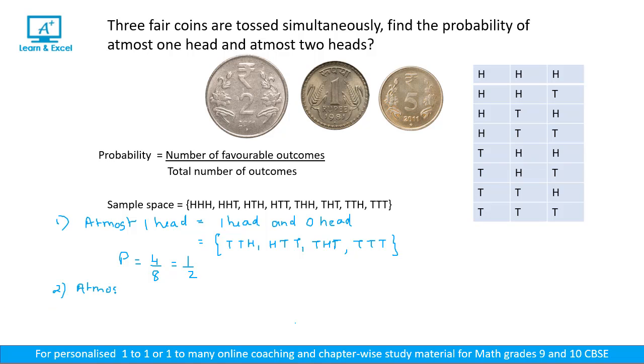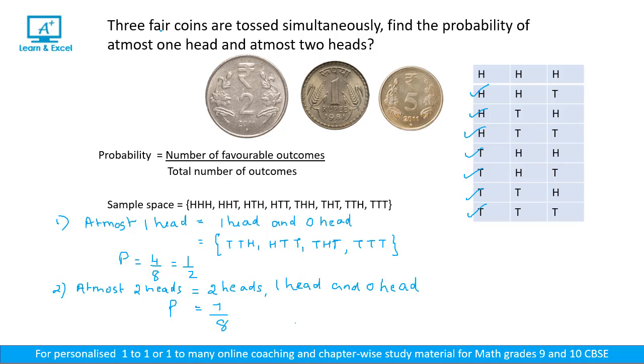At most 2 heads means we are going to write 2 heads, we are going to write 1 head, and we are going to write 0 head. So all these sample spaces will be 2 heads. These sample spaces will be for 1 head, and for 0 head it will be TTT. So now the number of favorable outcomes is 7. So the probability will be 7 by 8.